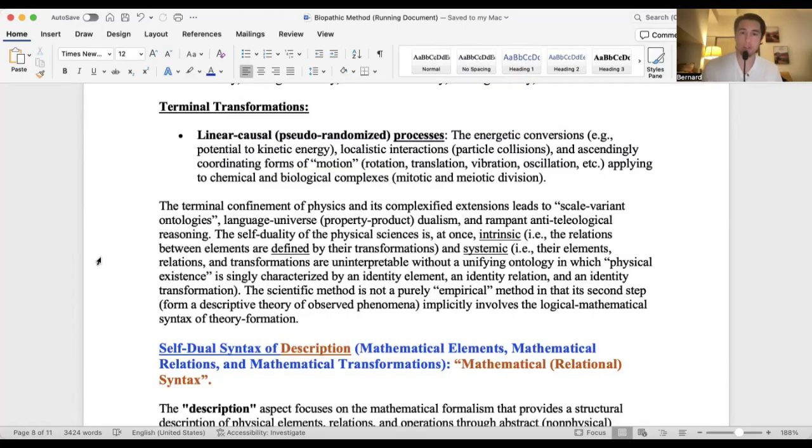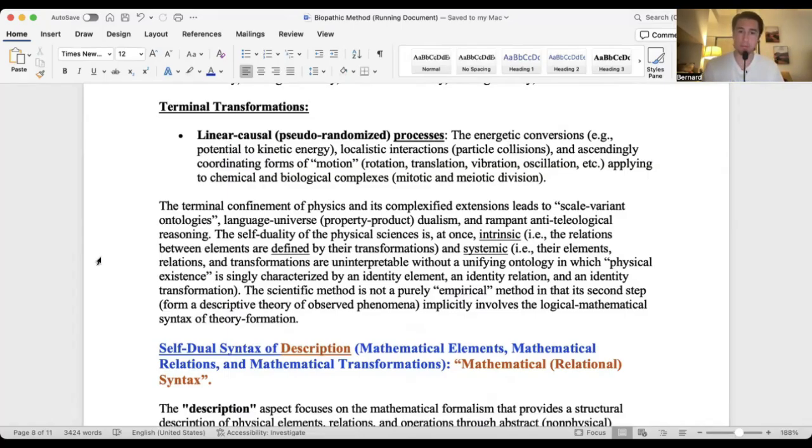So the self-duality of the physical sciences is at once intrinsic, right? The relations between elements are defined by their transformations, and of course, the relations between elements are described in terms of the transformations, and systemic. There are two senses of self-duality: minimal, aka intrinsic, and systemic, aka maximal. Their elements, relations, and transformations are uninterpretable without a unifying ontology in which physical existence is singly characterized by an identity element, identity relation, and identity transformation.